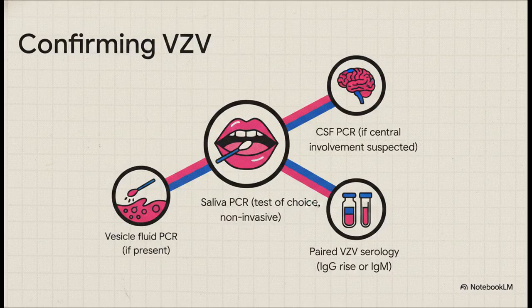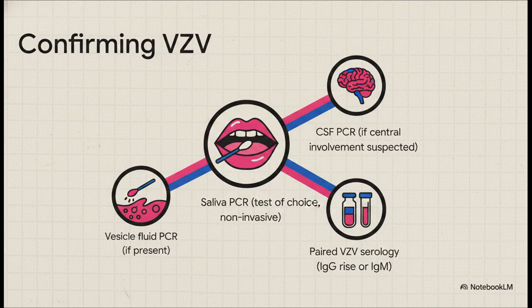Now, while saliva PCR is absolutely our practical, go-to non-invasive investigation, it's not the only tool in the shed. Obviously, if you do happen to have vesicles, you can just swab the fluid for PCR. But what if you suspect central nervous system involvement? Say the patient has meningismus, a disproportionate headache, or multifocal deficits. In that case, a cerebrospinal fluid PCR is necessary to check for VZV vasculopathy.